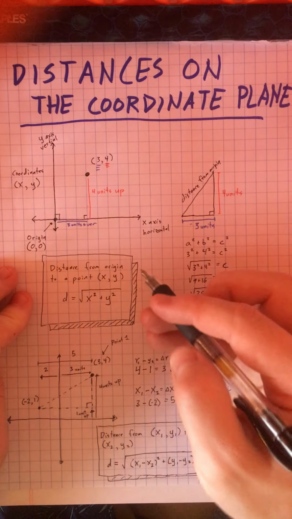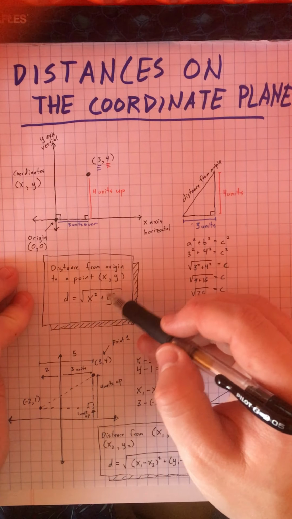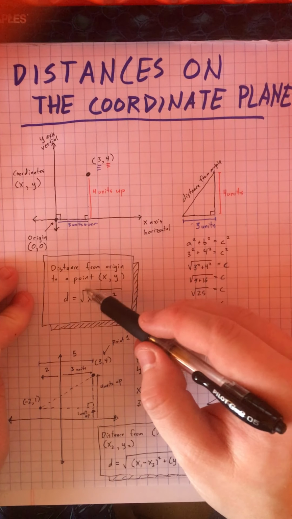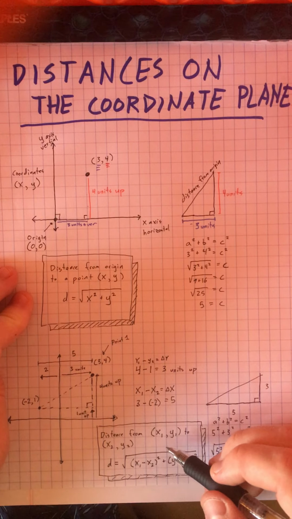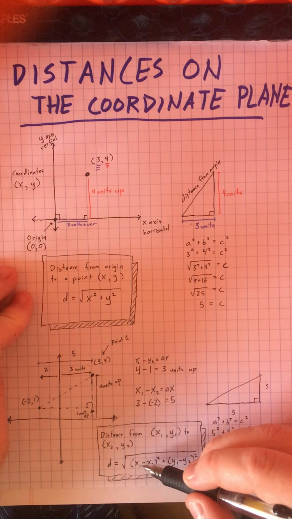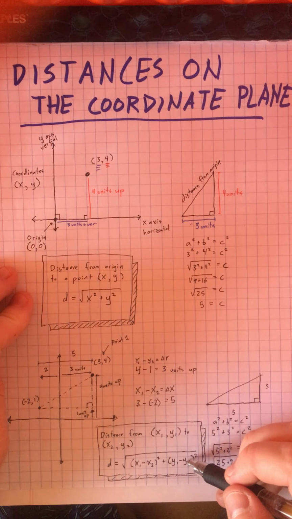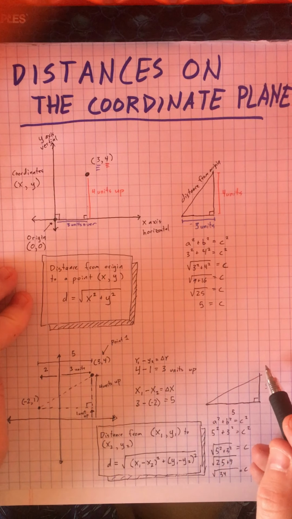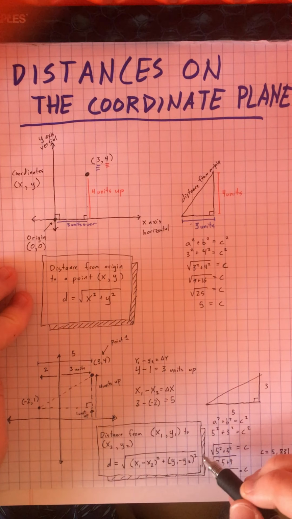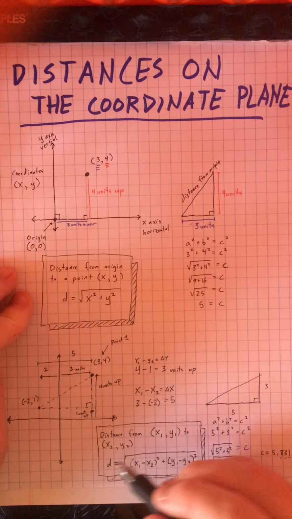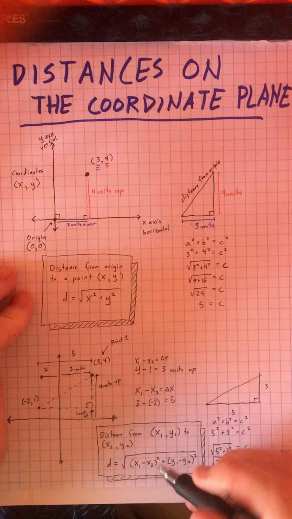So, to recap, the distance from the origin to a point, xy, is just the square root of x squared plus y squared. If we're trying to find the distance between 2 points, we have to find the difference of their x's and the difference of their y's to get the side lengths of the right triangle, and then take the square root of the sum of the squares of those sides to get the distance, which is the hypotenuse of that triangle.